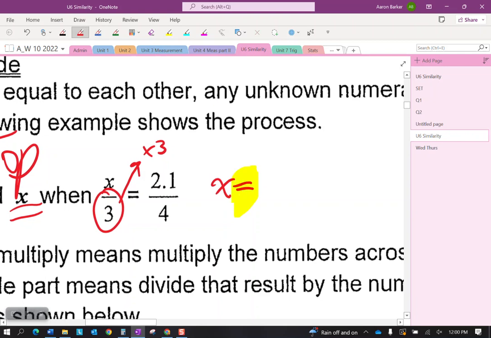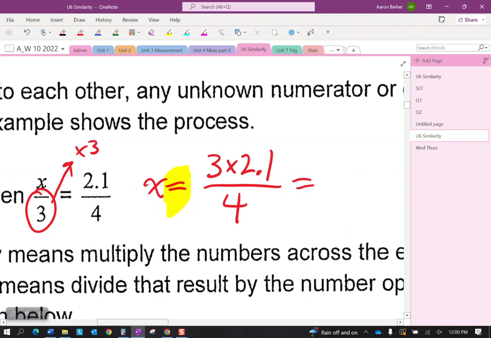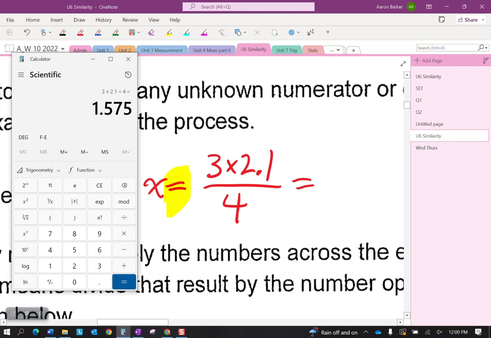So we write down x equals, make sure you have your equal sign here. I don't know why you guys don't copy notes very well. x equals 3 times 2.1 divided by 4. You have to remember our fraction line is a divide by line. So then we can write down another equal sign and find the answer by using a calculator. So calculator should be up. 3 times 2.1 divided by 4. Try your calculator, make sure it's working properly. And we get 1.575.